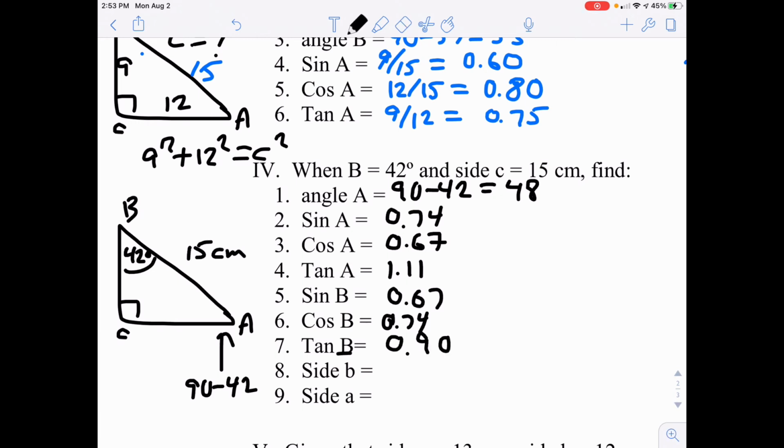But I get 0.90 also if I just simply take the tangent of 42 degrees. I get exactly the same thing. So now let's focus our attention on those sides. How do we get those sides?